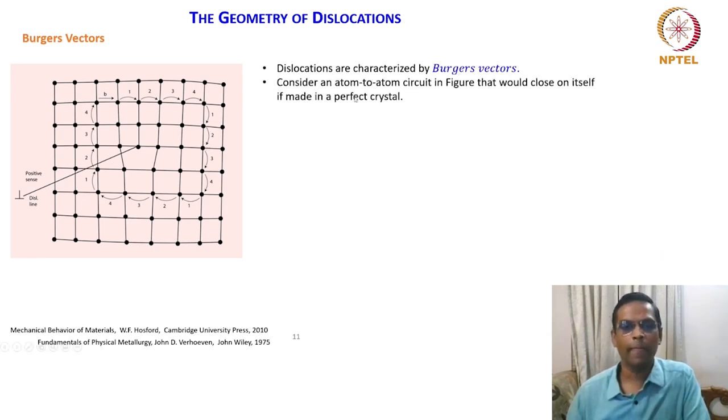Dislocations are characterized by Burgers vector. Consider an atom to atom circuit in the figure that would close on itself if made in a perfect crystal. Suppose you leave this core, first line, and go to the second line, and start counting the displacement. 1, 2, 3, 4. 1, 2, 3, 4. And then this particular gap is failing to close. That is a measure of the defect, which here is the Burgers vector, or closure failure gap, whatever you may call it. If you do the same thing in a perfect crystal, it will close. If it is around the dislocation, it will not close.